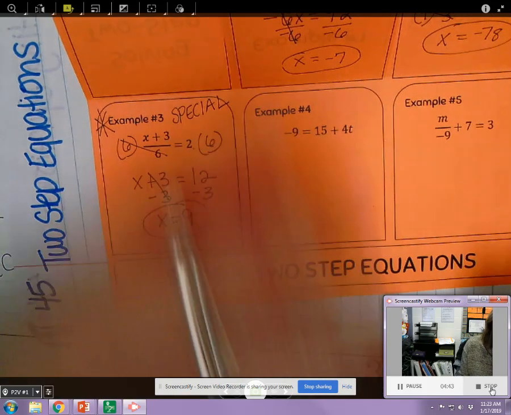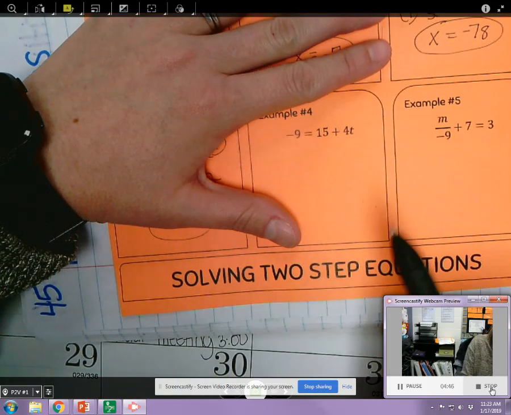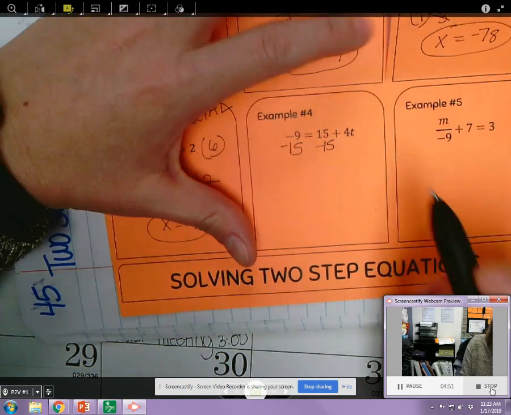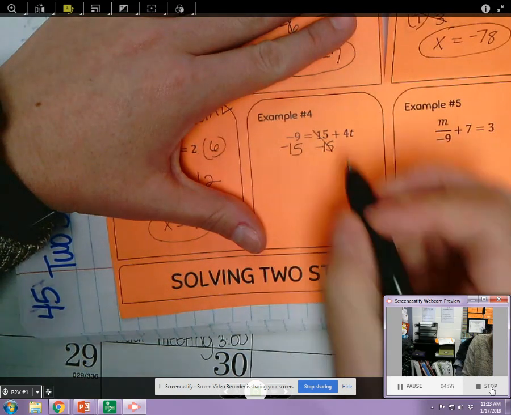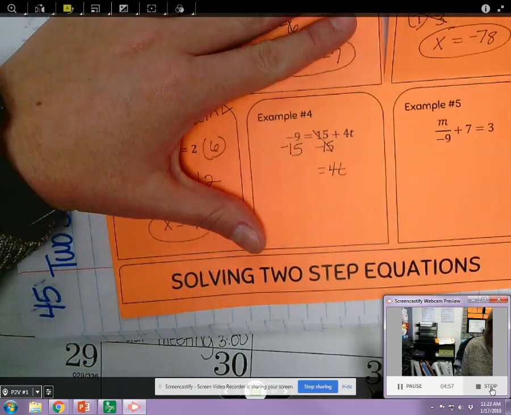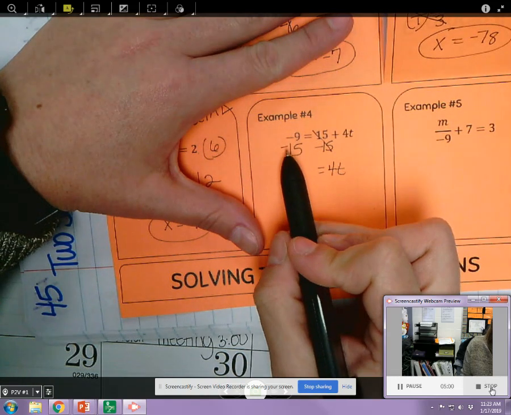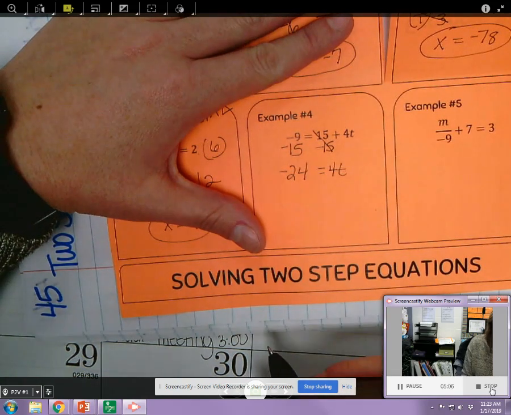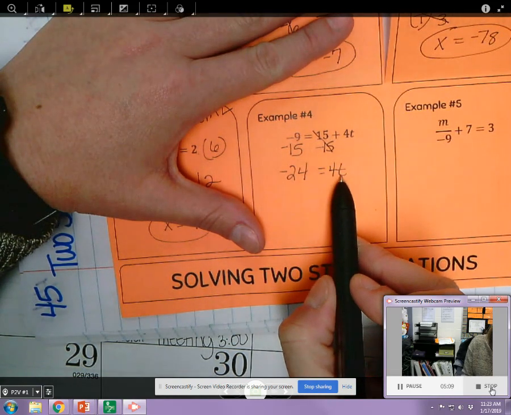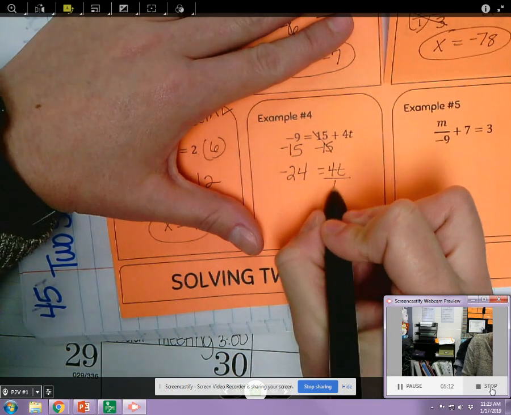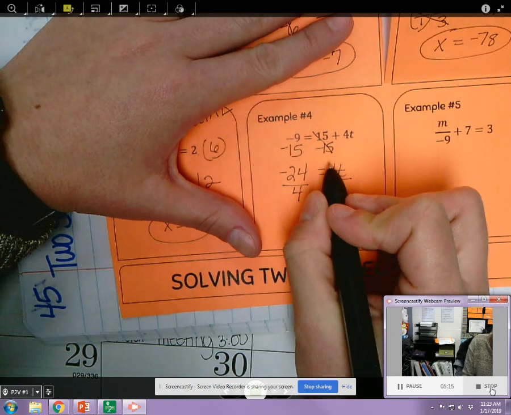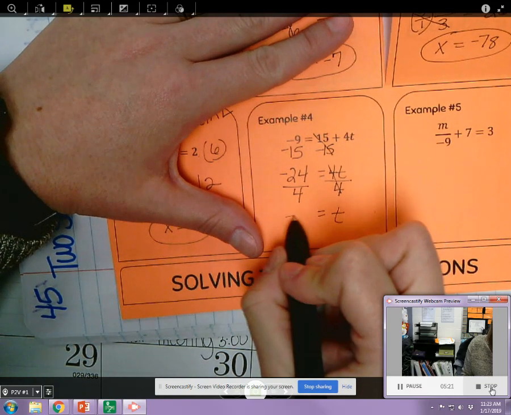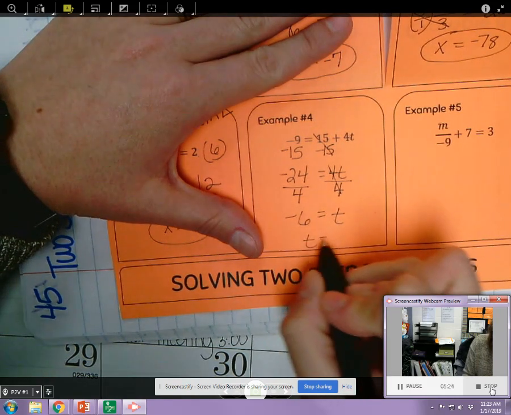So, the opposite of adding 15 would be subtracting 15. We're going to do that to both sides. 15 minus 15 is 0, so I have 4t on the right side. Negative 9 minus 15 is negative 24. 4t means we're multiplying, so the inverse operation would be division. 4 divided by 4 is 1, so I can mark those out. And negative 24 divided by 4 is negative 6. So t equals negative 6. I prefer the variable on the left.